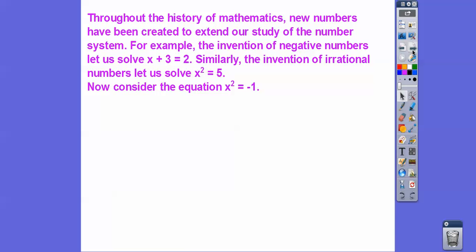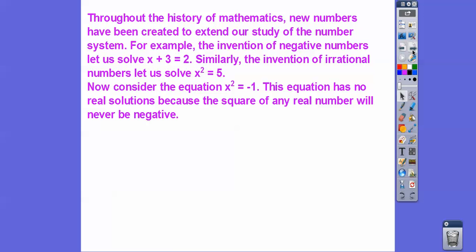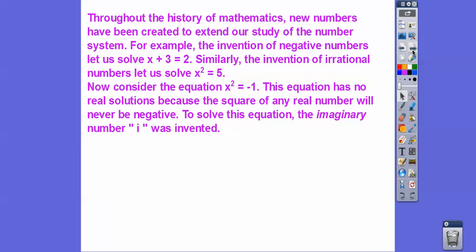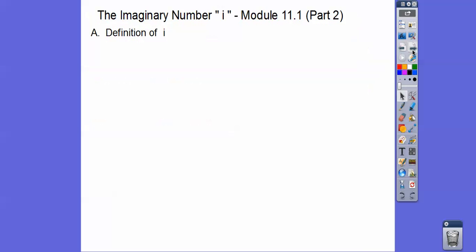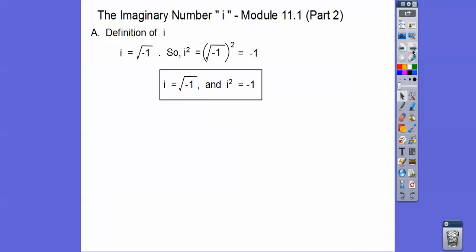All right, now look at the equation x squared equals negative 1. This equation has no real solutions because the square of any real number is never going to be negative. So that's where we invented the imaginary number i. Here's the definition of i, you guys: i is the square root of negative 1. If we square both sides, remember when you square a radical, it makes the radical disappear. So i squared equals negative 1. So i equals the square root of negative 1, and i squared equals negative 1.